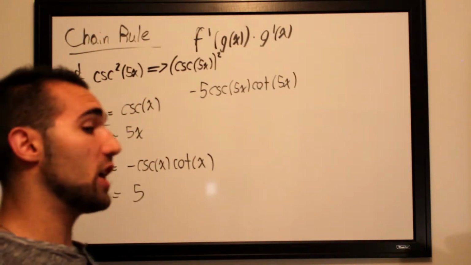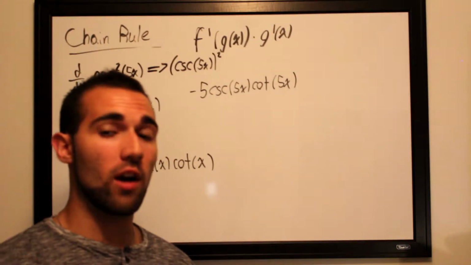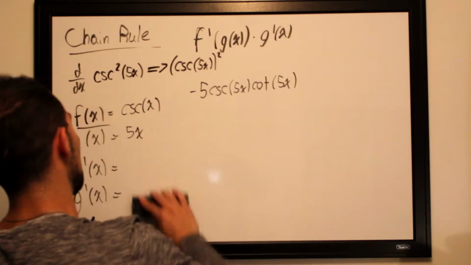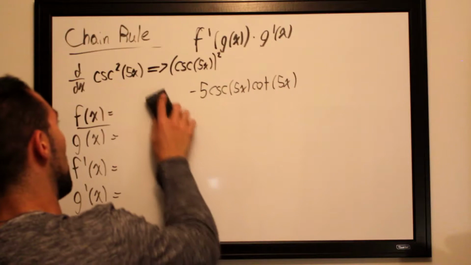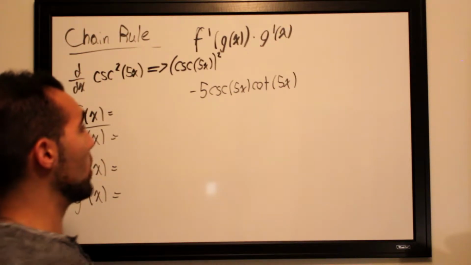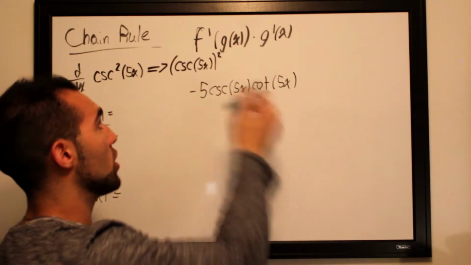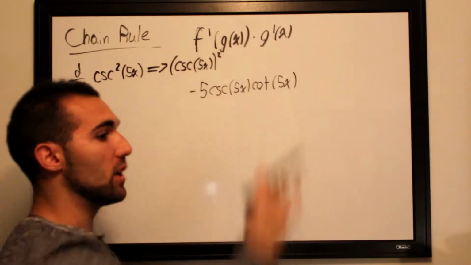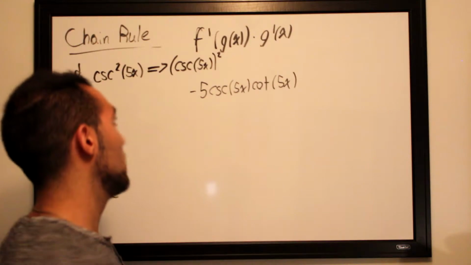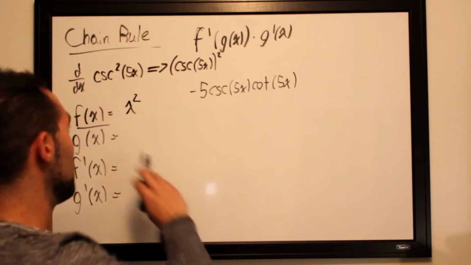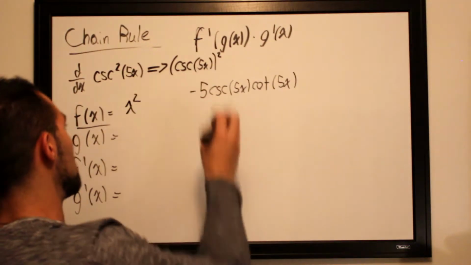So we can use the chain rule once or twice, depending on how comfortable you are using it. I'm using it twice for the sake of making sure that we do not get it wrong. So we have an inner function of cosecant of 5x, and an outer function of x squared, because this entire thing is being raised to the second power. So outer function, x squared. Our inner function will be cosecant of 5x.